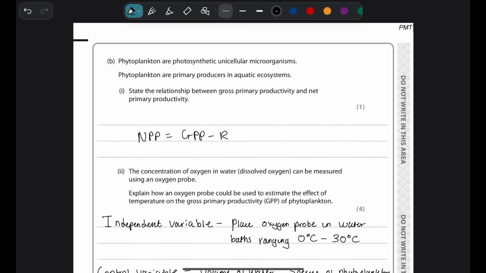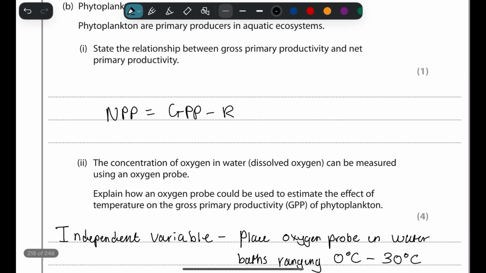Okay, so we've said that phytoplankton are photosynthetic unicellular microorganisms, and they are a primary producer. So first of all, state: these questions normally just assess your knowledge. So you should know GPP equals MPP plus R, MPP is GPP minus R. Fine. Then we're saying concentration of oxygen in water can be measured using an oxygen probe. So explain how the oxygen probe can be used to estimate the effect of temperature on GPP.